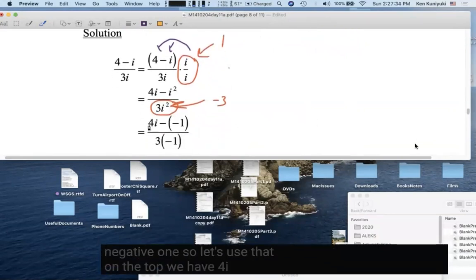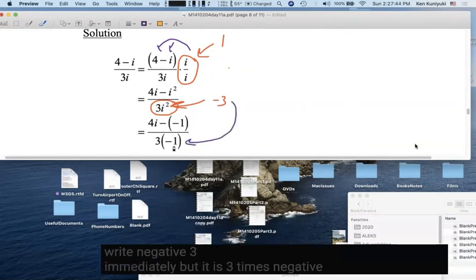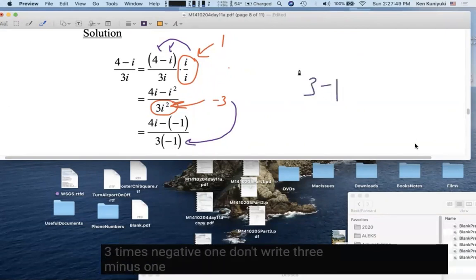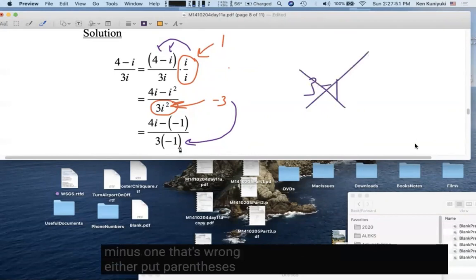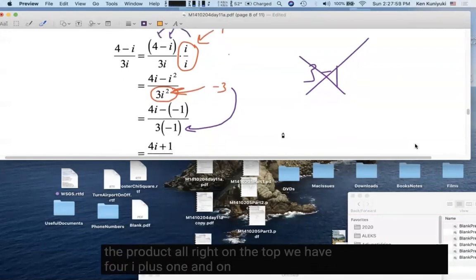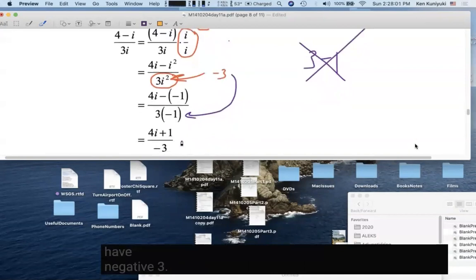On the top, we have 4i minus -1. It may be good to actually write that out. On the bottom, it might help to just write -3 immediately, but it is 3 times -1. Make sure you put 3 times -1. Don't write 3 minus 1. That's wrong. Either put parentheses or just say, hey, it's -3, the product. All right, on the top, we have 4i plus 1, and on the bottom, we have -3. Again, you can skip this and go straight to here.